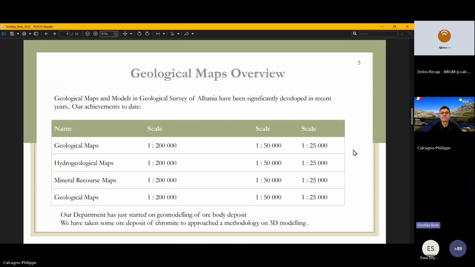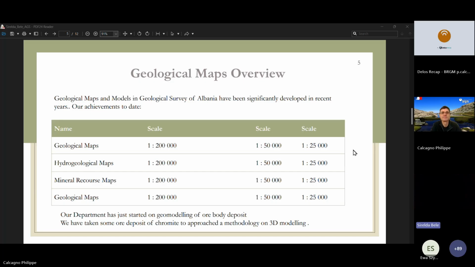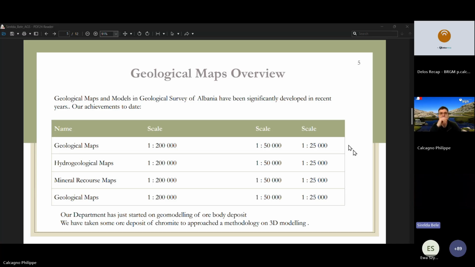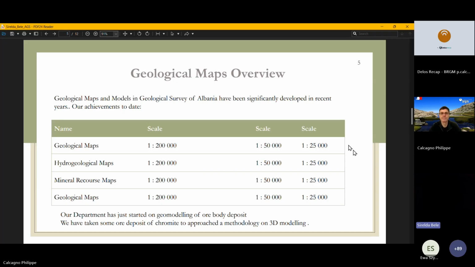Next, please. Here is an overview of geological maps in the Albanian Geological Survey of Albania. In recent years, geological mapping and modeling in Albania have developed significantly. One of our main achievements is the completion of geological maps of Albania at a scale of 1:200,000 and 1:50,000, which now cover the entire territory of the country.